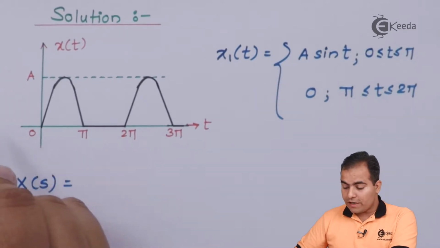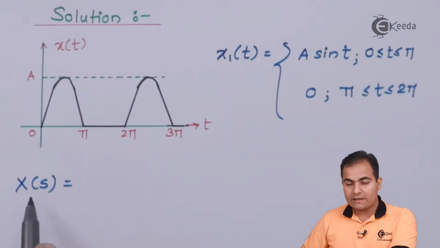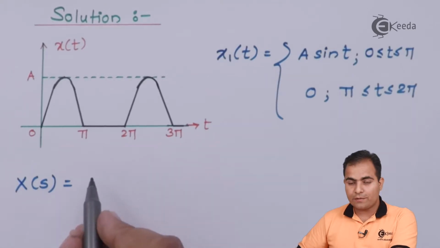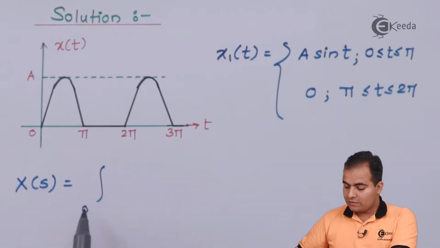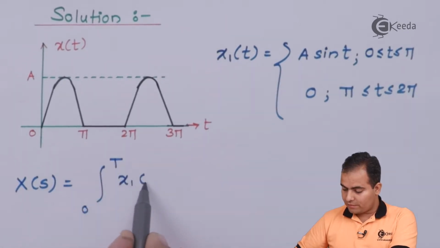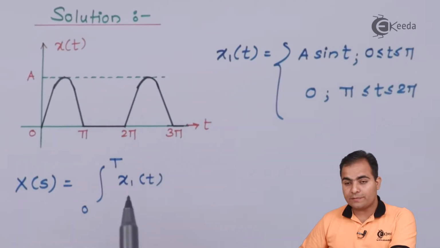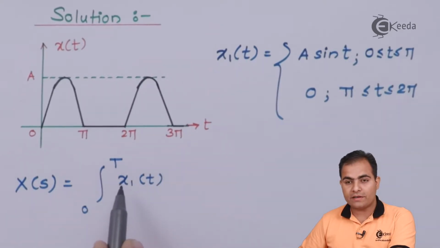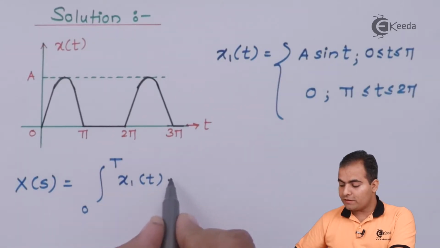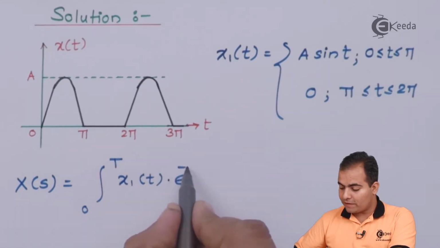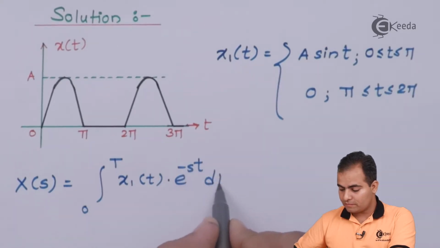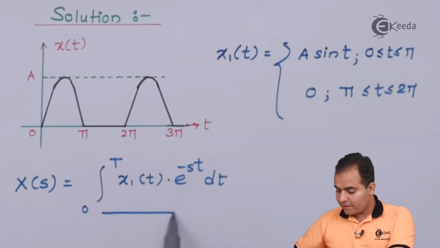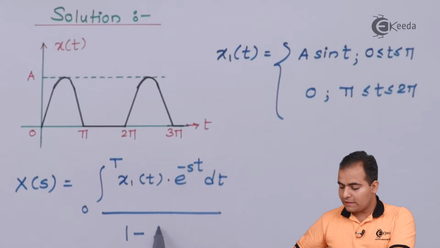A Laplace transform of a continuous periodic signal is represented by X(s), where the property statement is: 0 to T, Laplace transform of the first period, and the function is represented by, in this question, x1(t), and according to the definition, this input is multiplied by e to the power minus st dt, and the whole is divided by 1 minus e to the power minus sT.